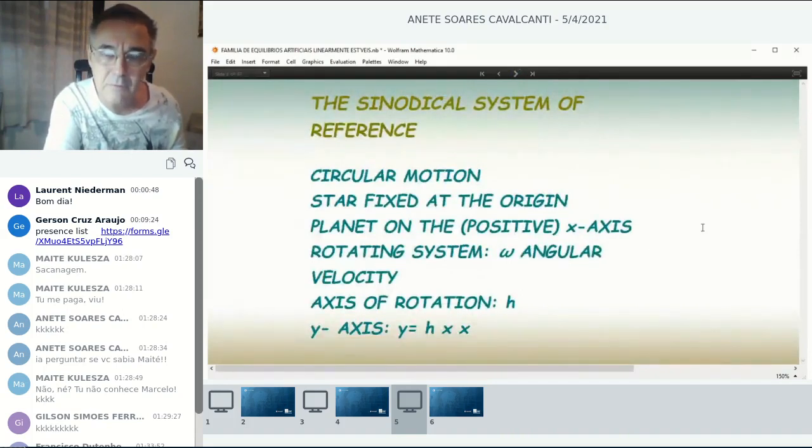So we consider a circular motion. The planet rotates in a perfect circle around the star, which is fixed at the origin, and we suppose the planet is on the positive x-axis, and the system rotates with an angular velocity omega. We call the vertical axis h, and y completes the coordinate system.